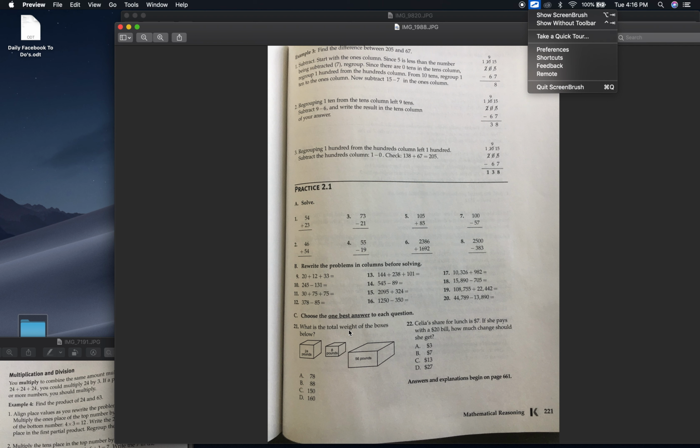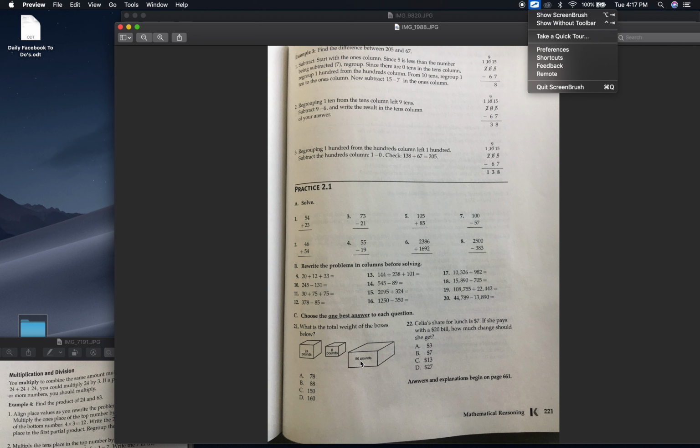So what is the total weight of the boxes below? Something that is very useful to know as well is deciding what you need to do. Do you need to add these or subtract them? So we know that if we want to get the total, we have to add all of these together.